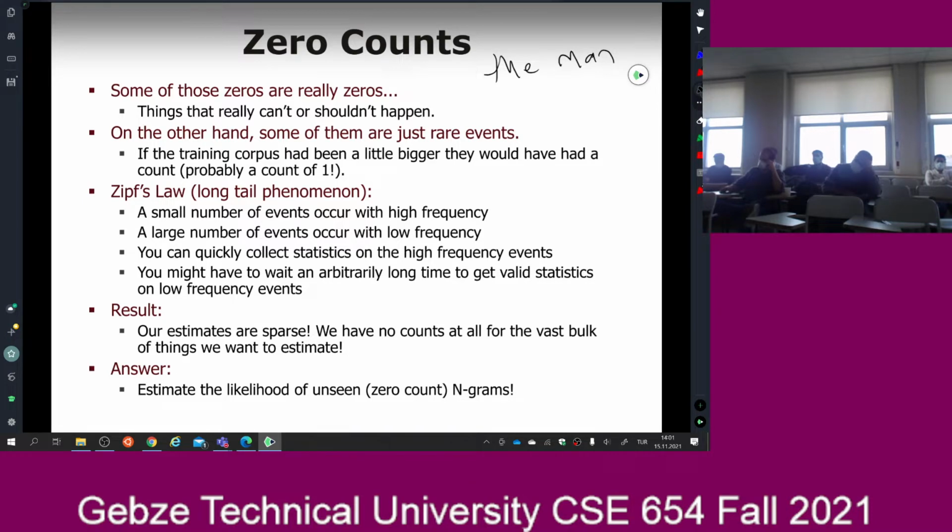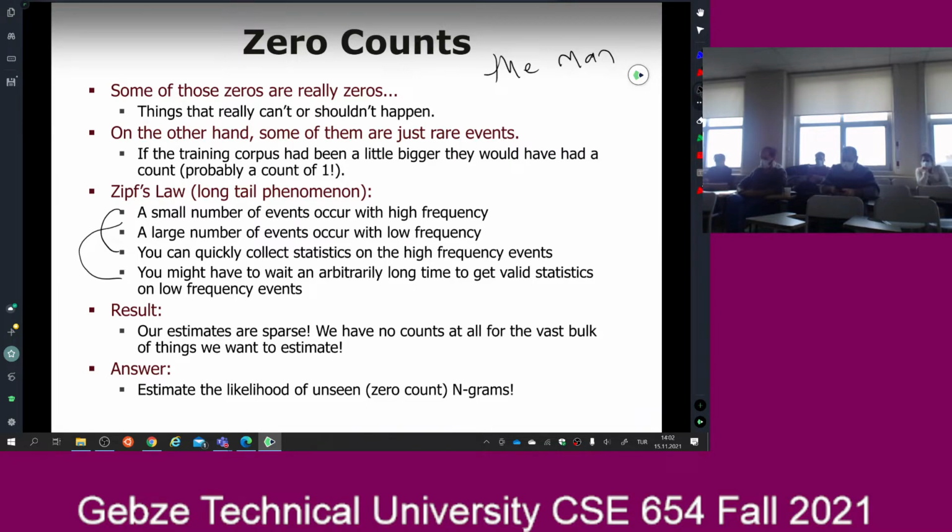So there are not many of them, these kinds of bigrams, but they occur a lot. A small number of events occur with high frequency, but for a large number of events, a large number of bigrams, there are many of them, but they occur at a very low frequency. They are very rarely used. So we can very quickly collect statistics on the high frequency events like this one, but we may have to wait an arbitrarily long time to get valid statistics on low frequency events.